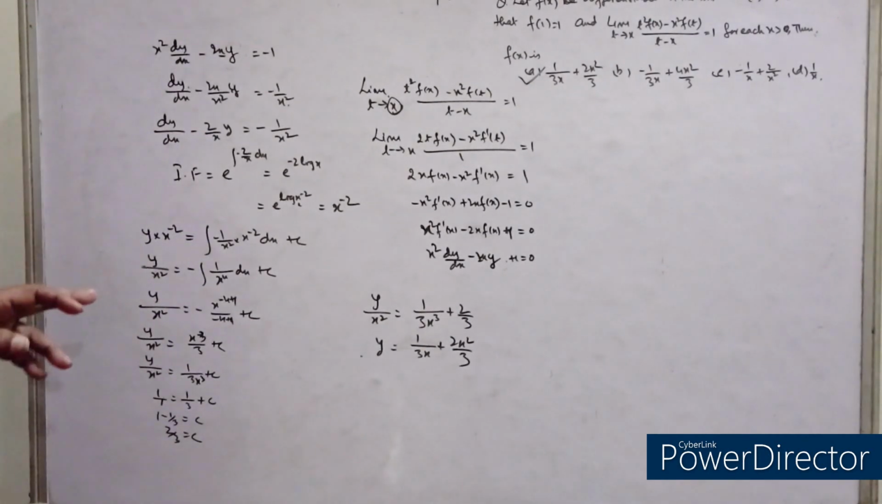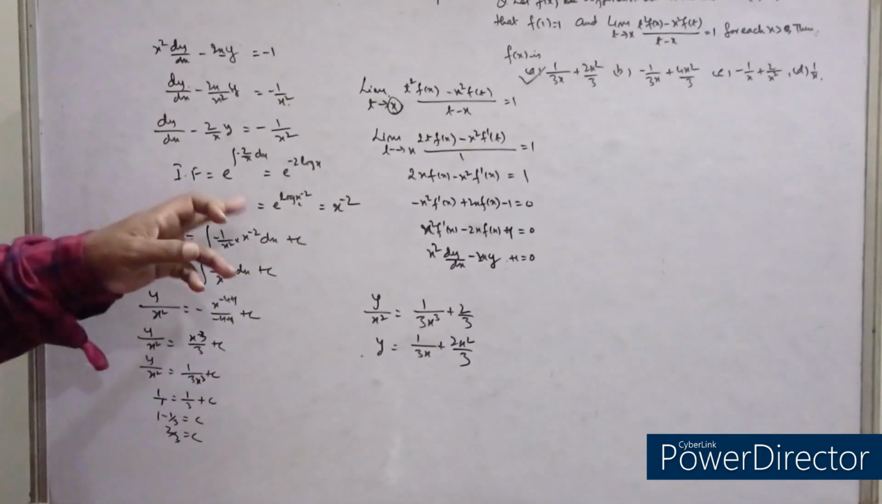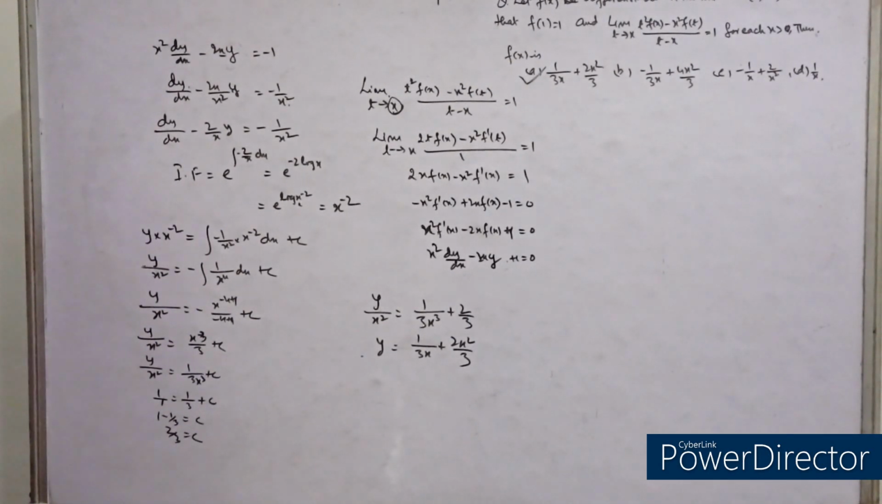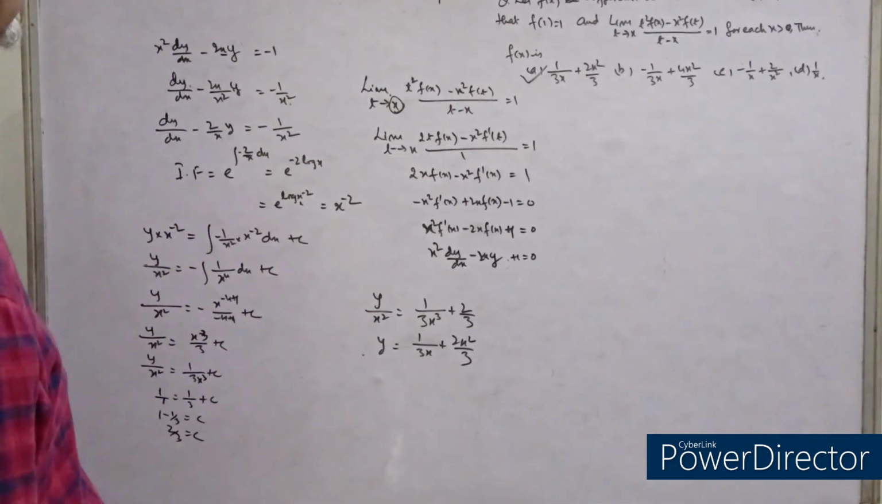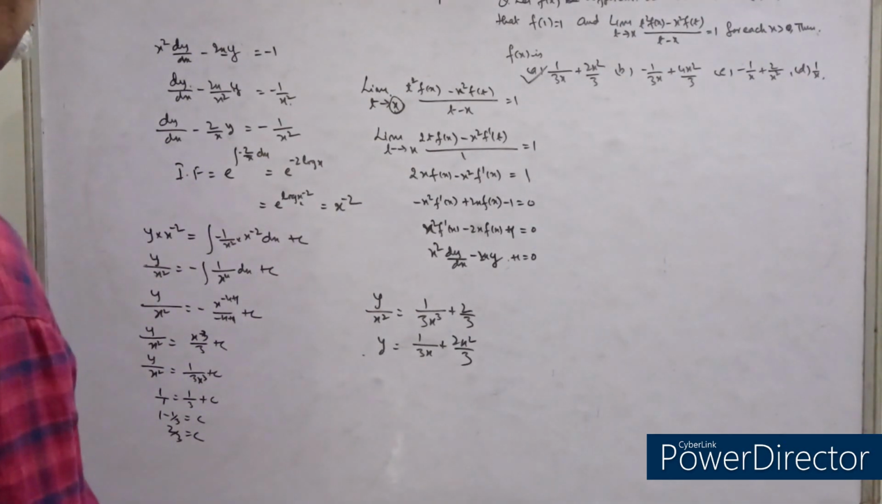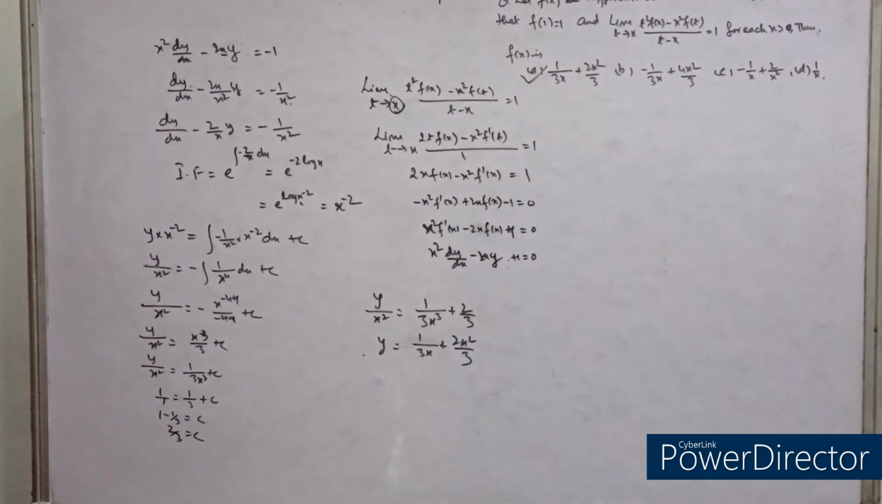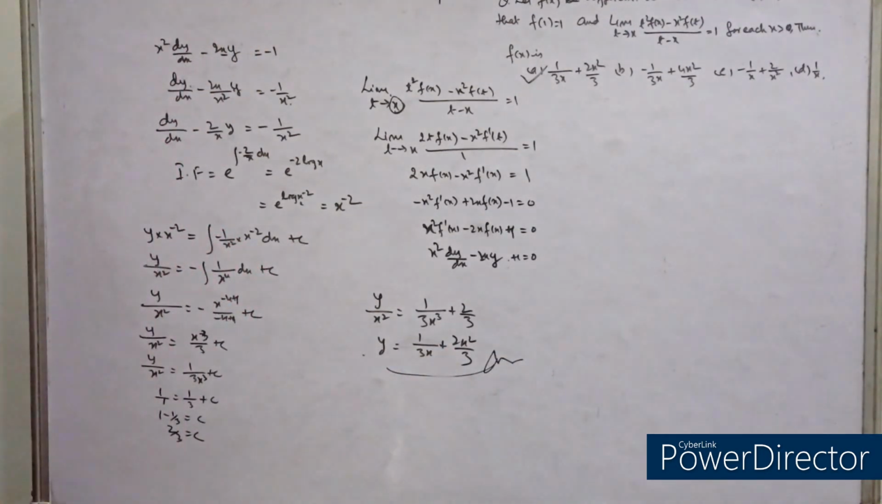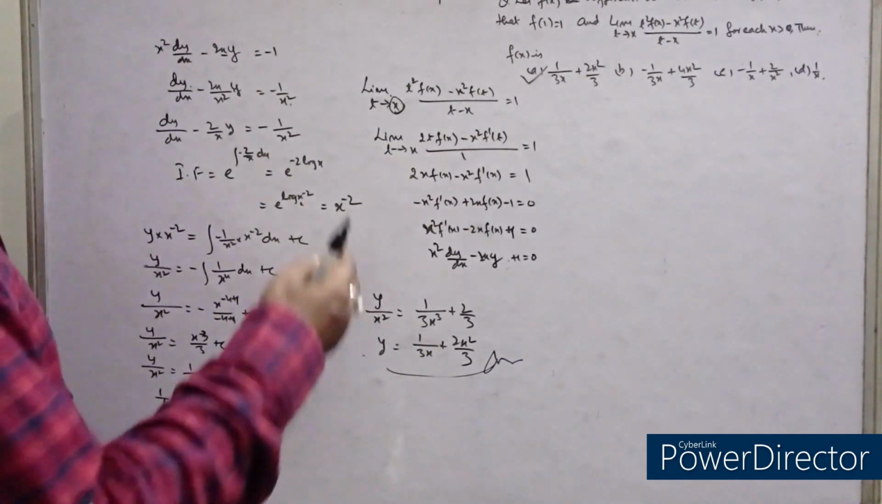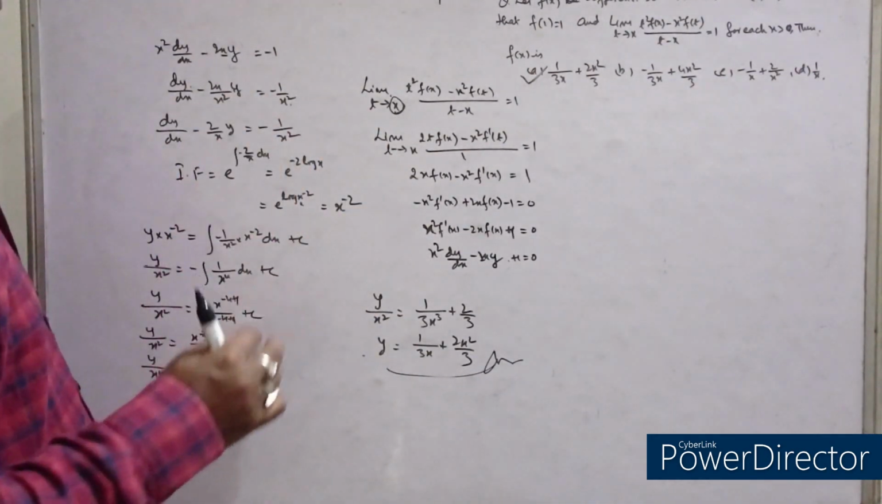I think everything is correct here. Integration factor is x to the power of minus 2, from the integral of minus 2 by x dx, that is minus 2 log x. So here this is your answer. So this is the only important part. This part you can solve yourself.